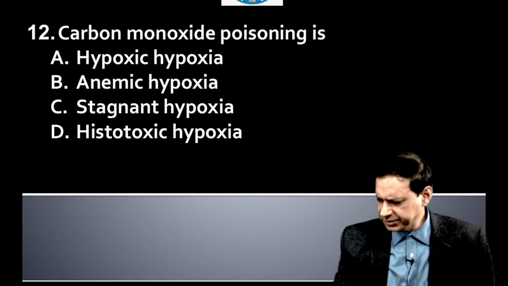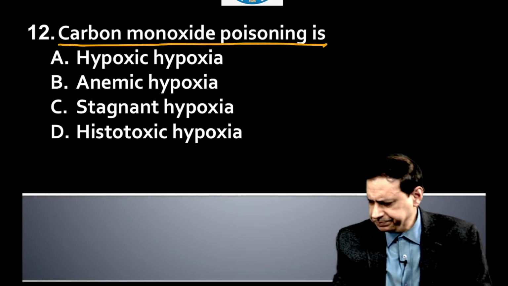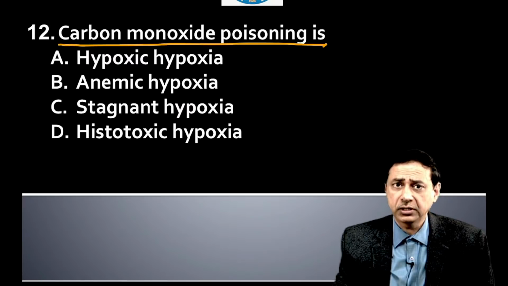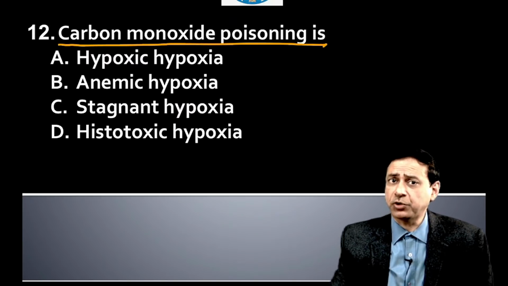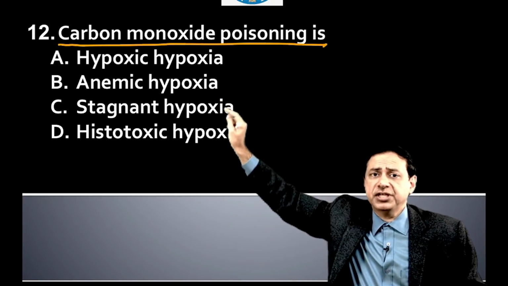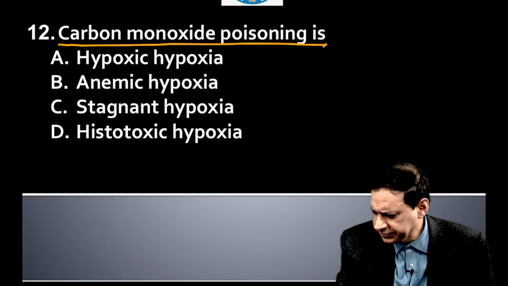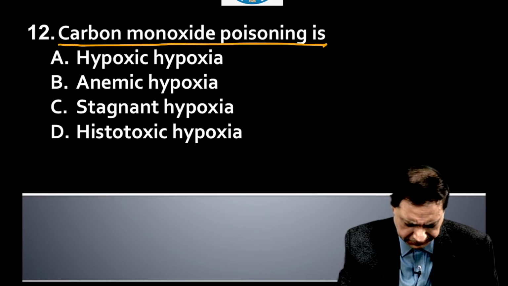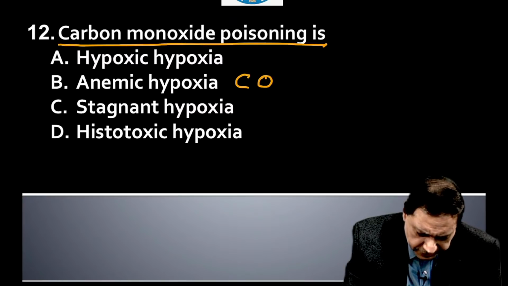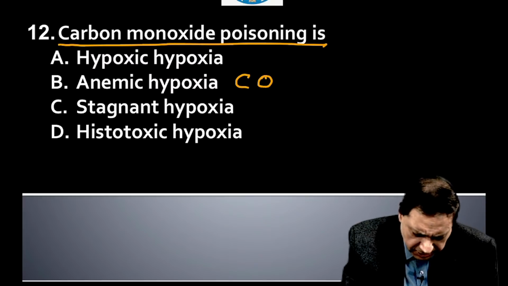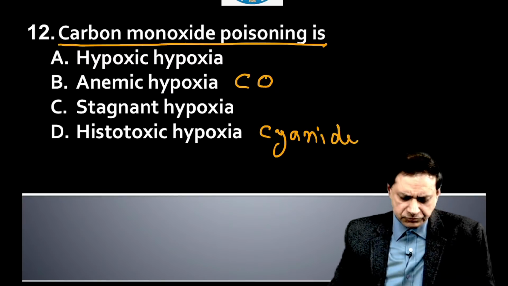Okay, let us see the next question. Carbon monoxide poisoning is. Carbon monoxide poisoning, what is this? There are 4 types of hypoxia: hypoxic hypoxia, anemic hypoxia, stagnant hypoxia, histotoxic hypoxia. So carbon monoxide, what is that? Anemic hypoxia. This is carbon monoxide. Histotoxic hypoxia is cyanide. So don't be confused.